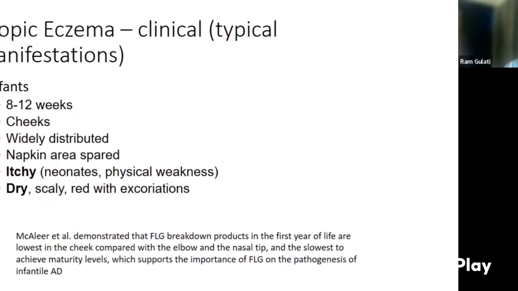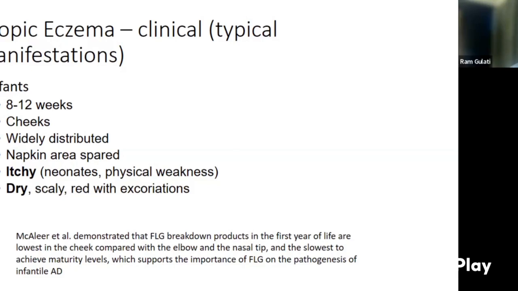And Dr. Ramamurthy said about 60% of these children are going to present within the first year, and maybe 85% within the first 5 years. So the infants, within the first 3 months or so, start presenting with eczema on the cheeks. It was McAleer who first demonstrated that the filaggrin breakdown products in the first year of life are lowest in the cheek when compared with the elbow and the nasal tip. And he showed that these were the slowest to achieve maturity levels.